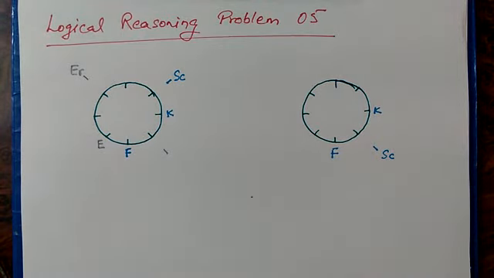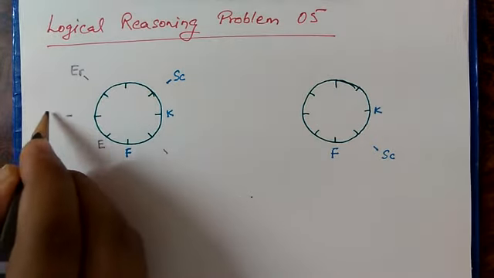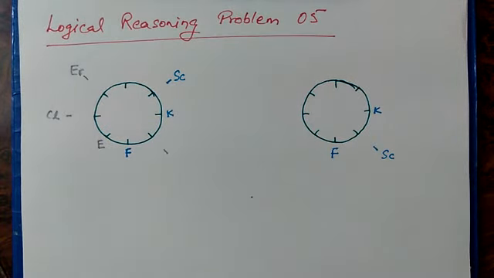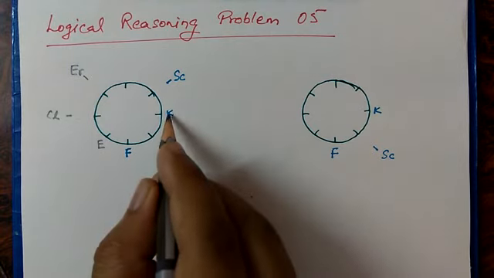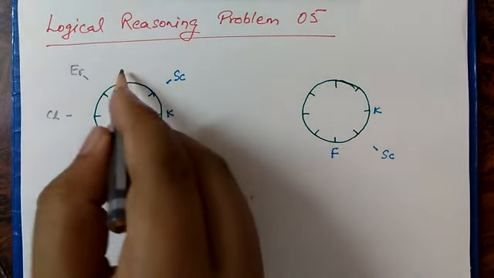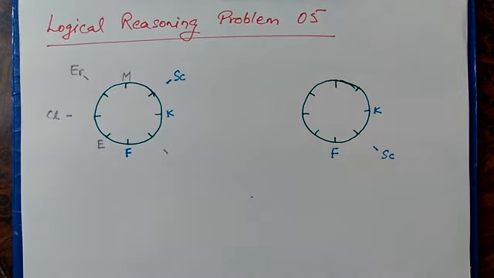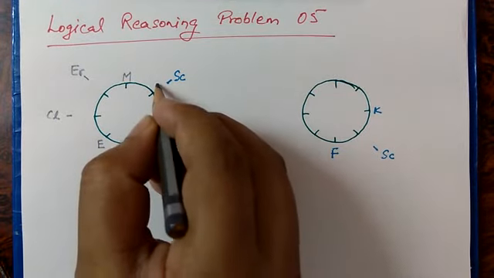The next condition says the columnist is the immediate right of the engineer. If this is the engineer, then this must be the columnist, which is at the immediate right of the engineer. M is second to the right of K. If this is K, then second to the right of K, we have to put M over here. So this is the second place to the right of K. H is the scientist, so we have to put H over here.